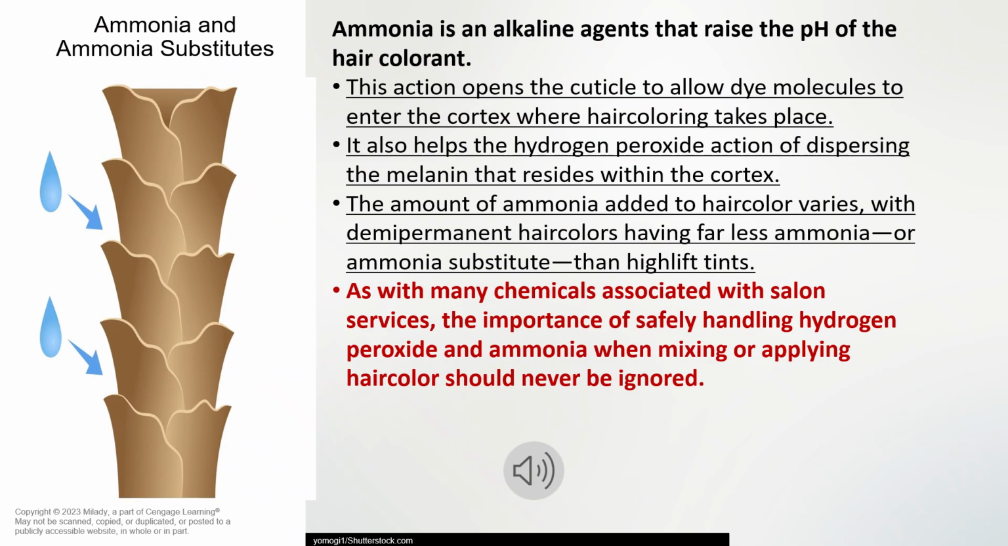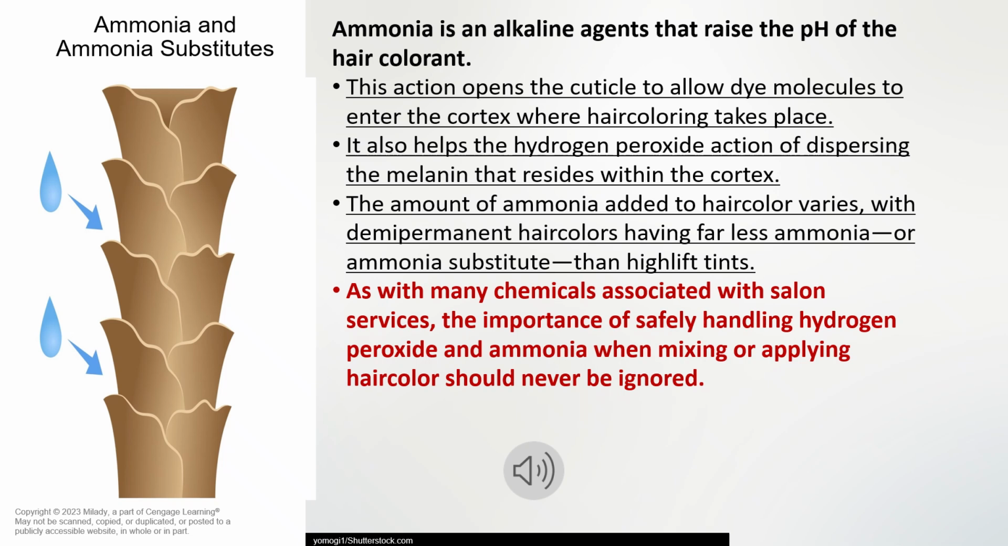Ammonia and ammonia substitutes. Ammonia is an alkaline agent that raises the pH of the hair coloring. This action opens the cuticle to allow dye molecules to enter the cortex where hair coloring takes place. It also helps the hydrogen peroxide action of dispersing the melanin that resides within the cortex.